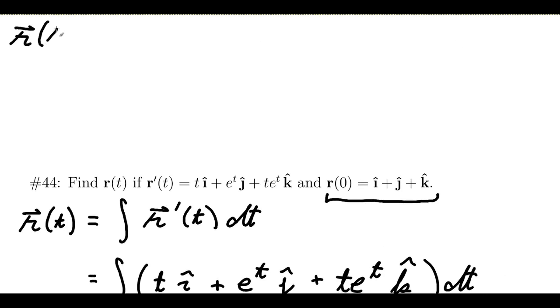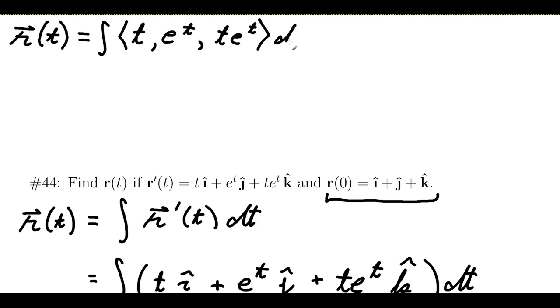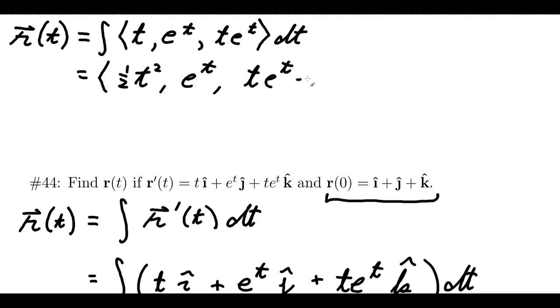You could certainly have started this by saying, okay, so r of t is the integral of r prime of t, which is t e to the t dt, right? So then you get your 1/2 t squared, e to the t, minus e to the t, plus a constant, right? Same work, it's just some people find this slightly easier to read and write, putting it in angle brackets with commas rather than having the i's and j's and k's.